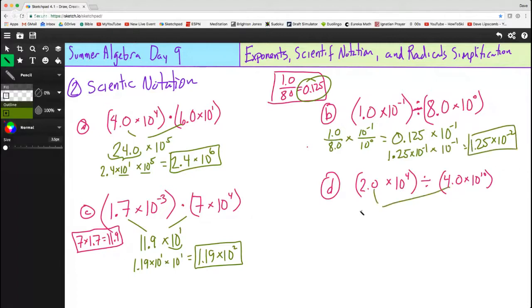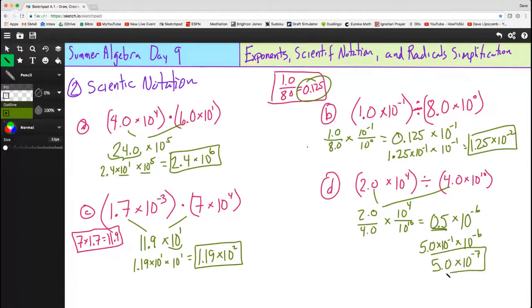Similarly here, we're going to do our division, 2.0 divided by 4.0, which is a half. We can already see that's going to be a problem, times 10 to the 4th over 10 to the 10th. And we're going to subtract our exponents here. So 2 divided by 4 is 0.5. And then 10 to the 4th over 10 to the 10th is 10 to the negative 6. 4 minus 10 is negative 6. Well, this is too small, so we have to rewrite it in scientific notation, and that's times 10 to the negative 6. So we have 5.0 times 10 to the negative 7. Good, so that's scientific notation.